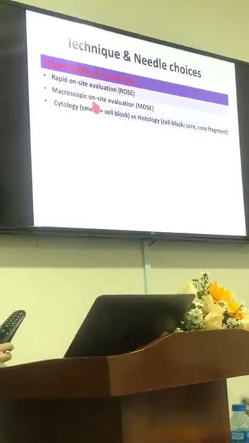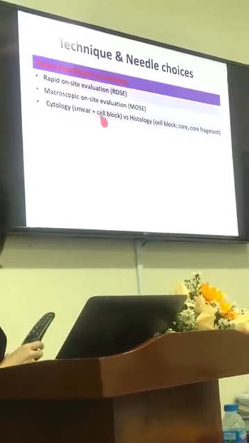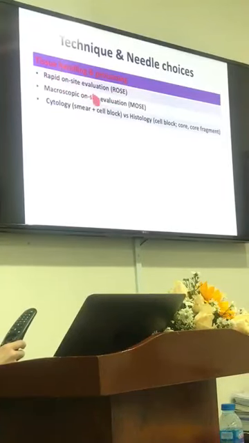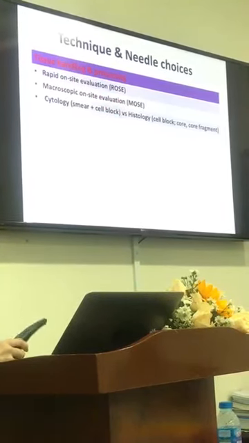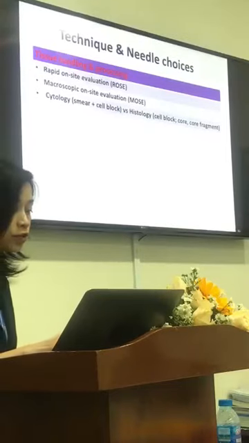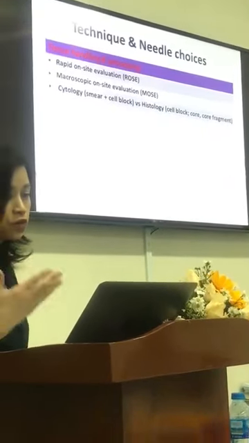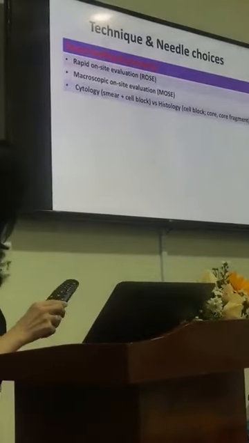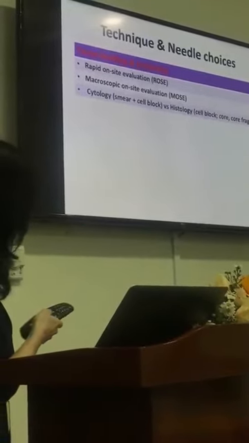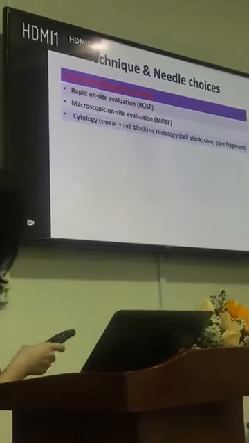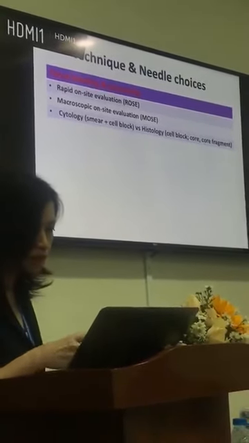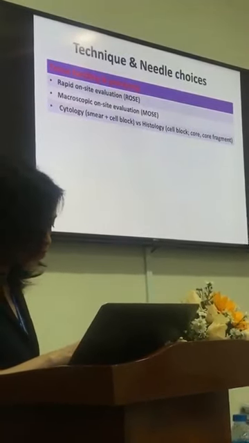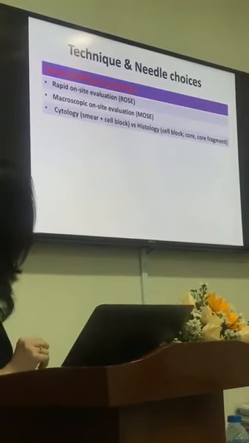Last but not least, very important as well, tissue handling and processing. You might be familiar with rapid on-site evaluation, or ROSE. That's when you have a pathologist in the room with you and they take a look at the slides for you as you're doing the procedure. For those who don't have ROSE, people talk about MOSE. MOSE is the macroscopic on-site evaluation. So basically, you just take a look at the tissue yourself.